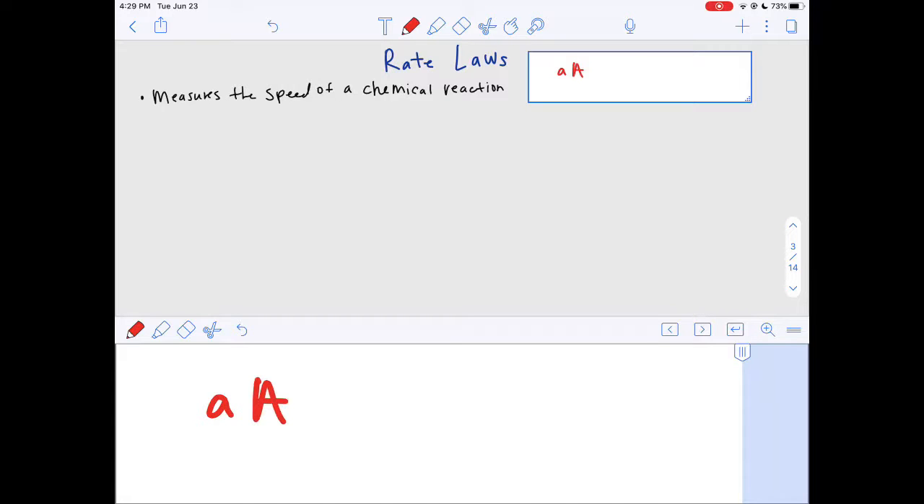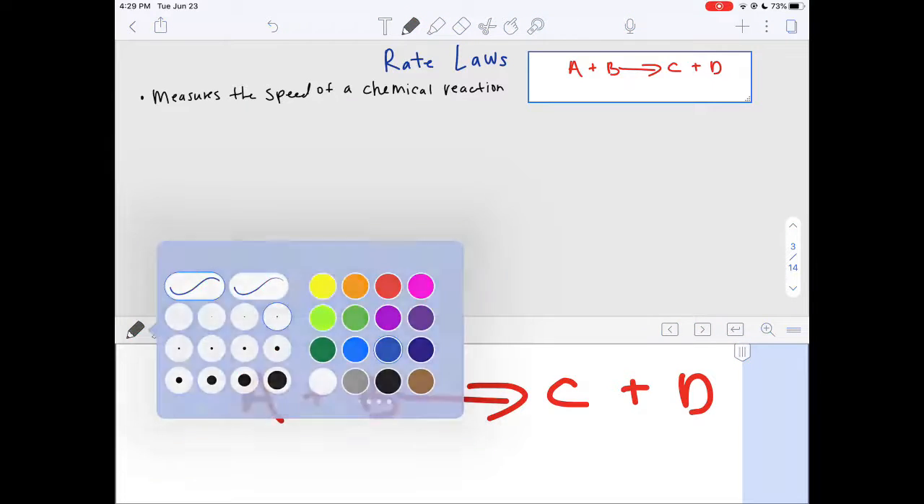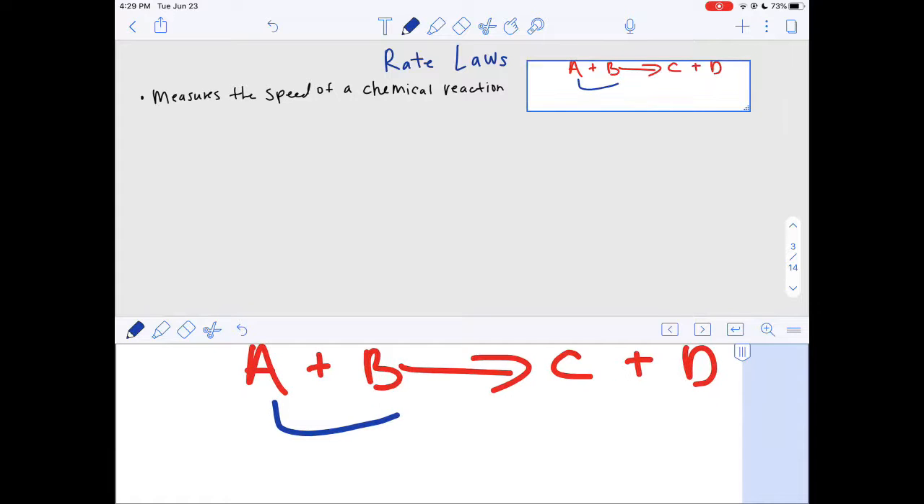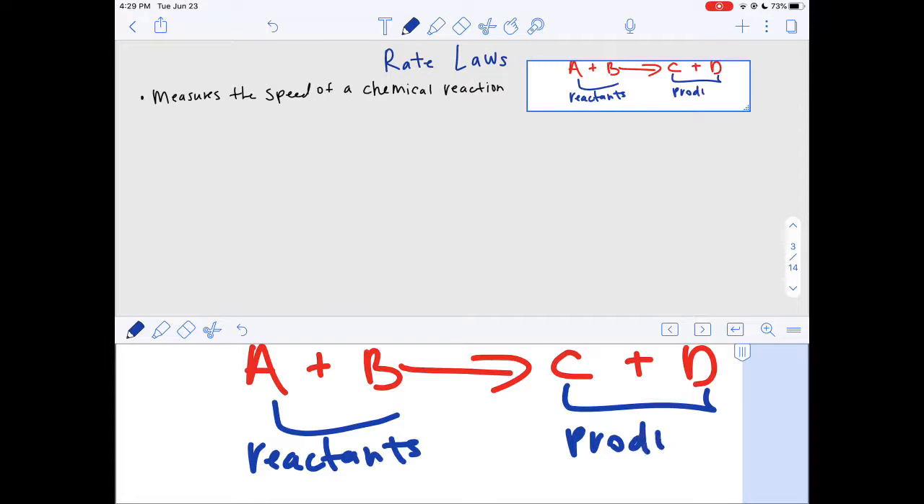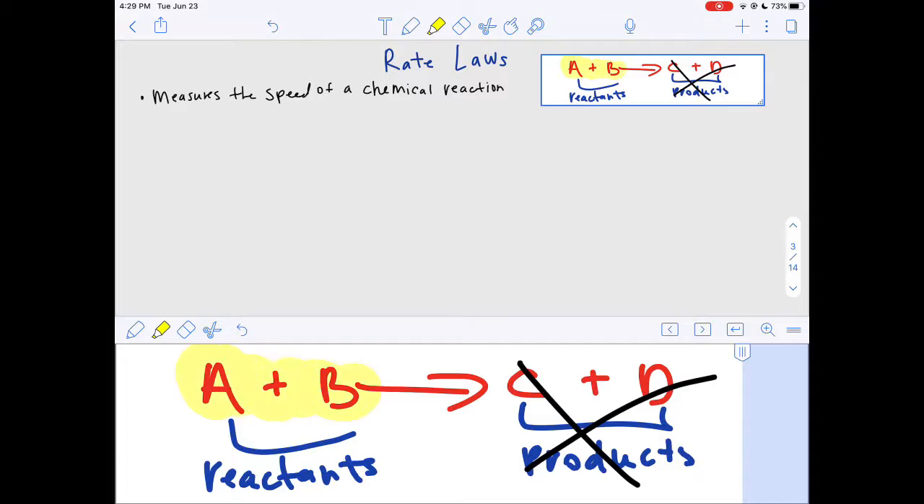When you figure out rate laws, you're going to have a normal chemical reaction written out like this. This side is the reactants, and this is the products of the chemical equation, which you should probably already know. With rate laws, you do not care about the products. You only use the reactants to calculate your rate laws.